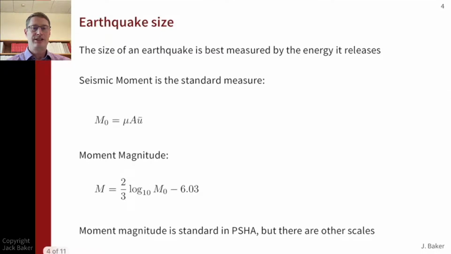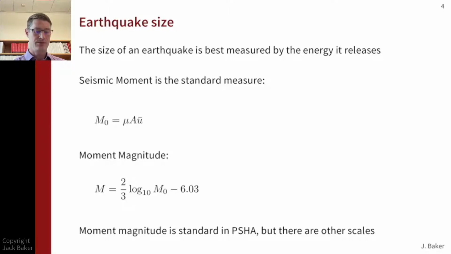We also need to understand the size of earthquakes. So what we do to characterize the size of an earthquake is to measure the energy it releases. So more energetic earthquakes are bigger and potentially produce stronger ground shaking. Couple things to think about. So the first thing is the standard measure of the size of an earthquake is seismic moment, this M naught in the first equation.